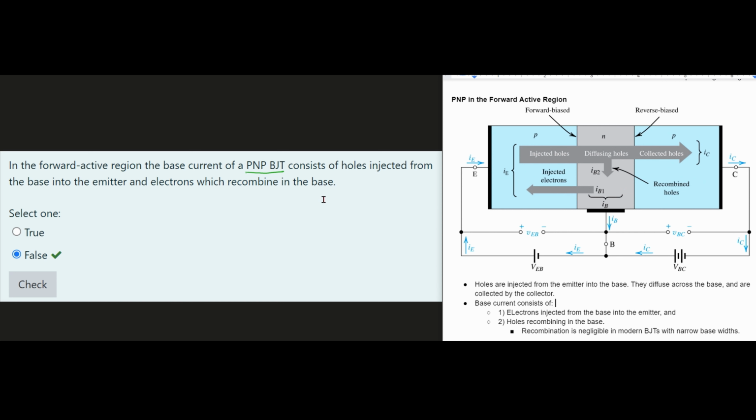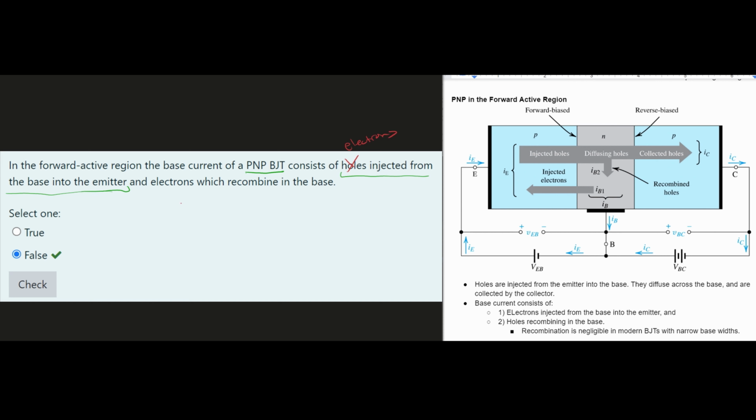But looking at our question here, we're told that our PNP consists of holes injected from the base. So this first part we're going to look at is holes injected from the base into the emitter. So it says holes are recombining with the base. This is false, right? It says holes injected from the base into the emitter. Well, right above this, it says electrons injected from the base into the emitter. So this is wrong because it should say electrons.